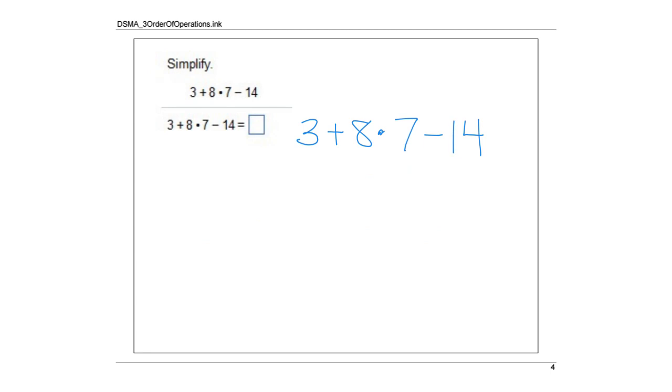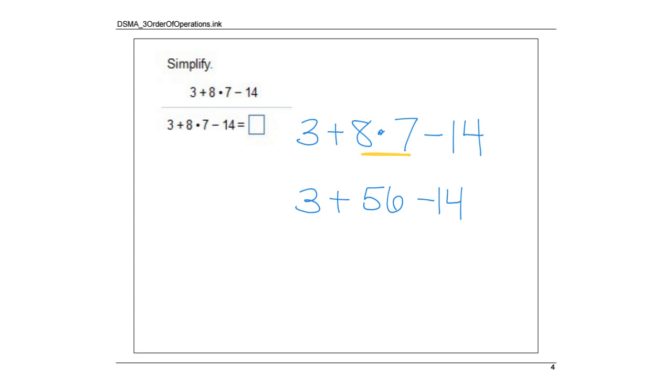Okay, let's try this one. So the dot means multiplication also. There's lots of ways we show multiplication. It could be a little x, could be a dot, could be an asterisk, could be parentheses. So we don't have any grouping symbols. We don't have any exponents. We do have multiplication here. So let's go ahead and take care of that. So that would give us 56 minus 14.